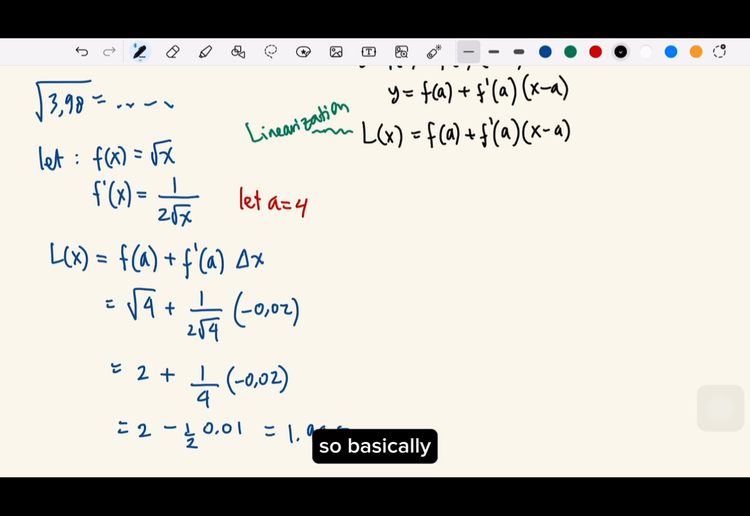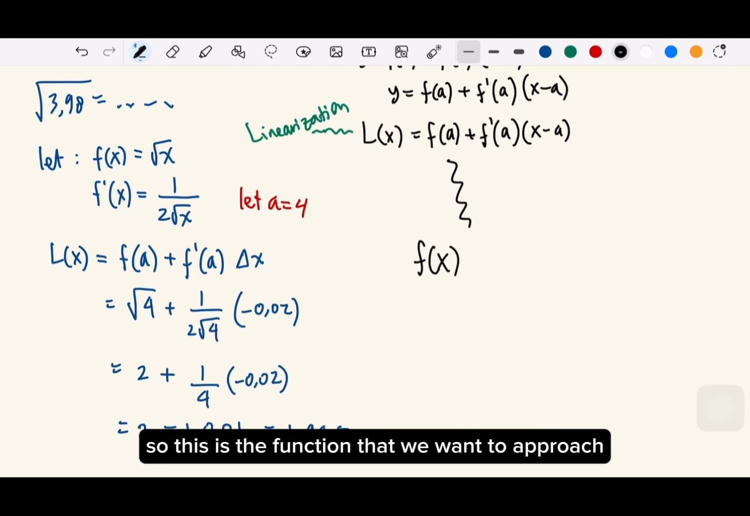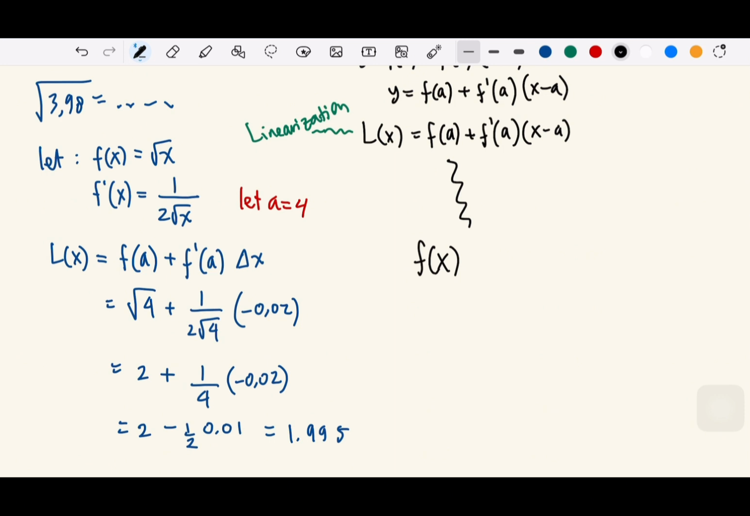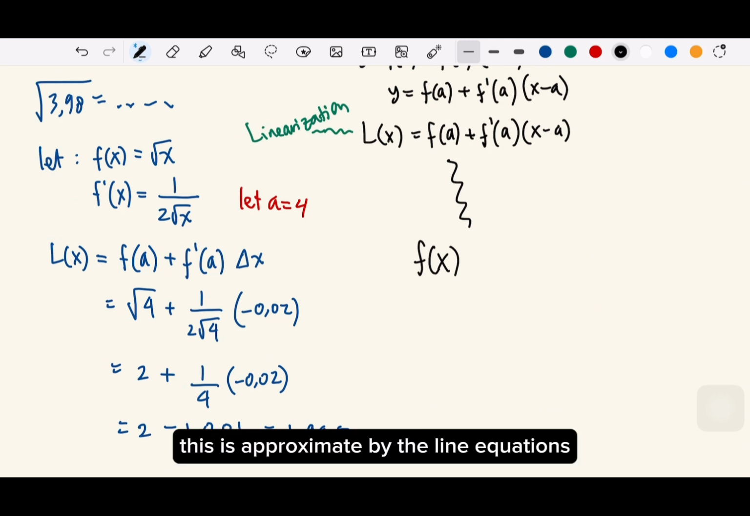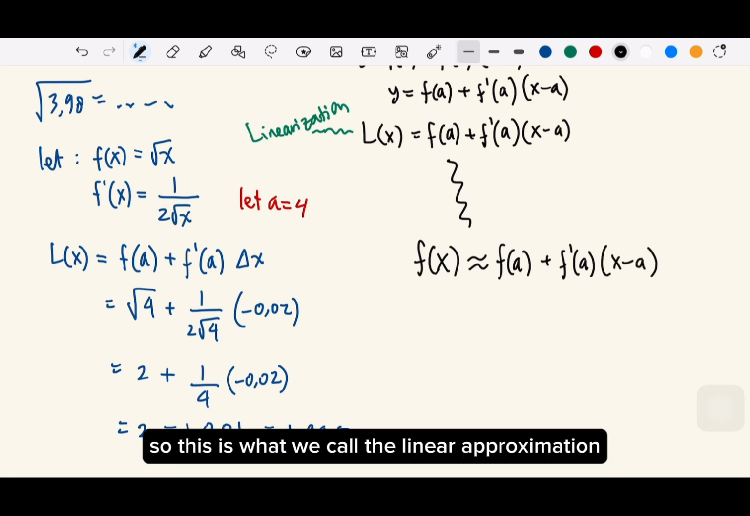So basically, we are going to have a function that we want to approach. This is the function that we want to approach. This is approximated by the line equations. So this is what we call the linear approximation.